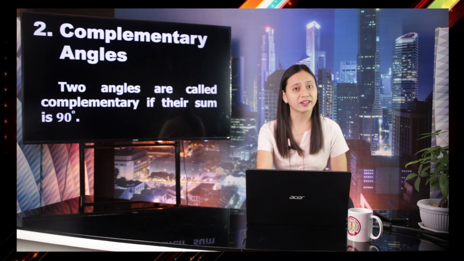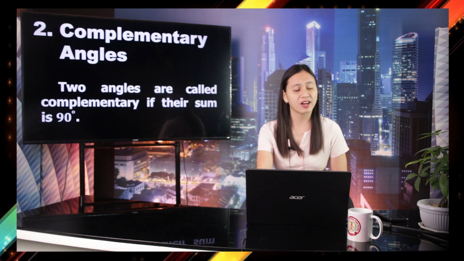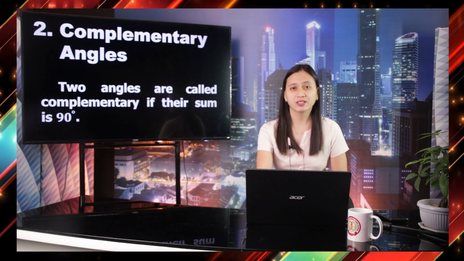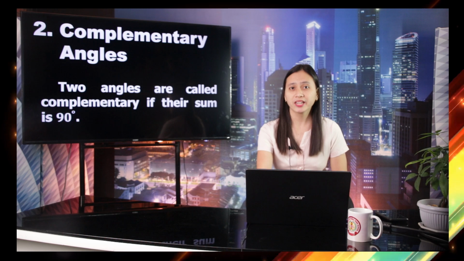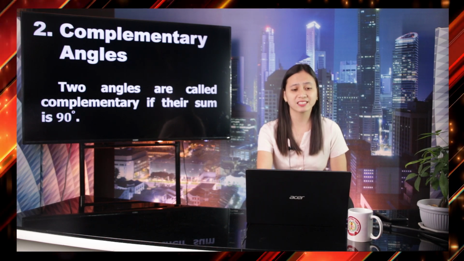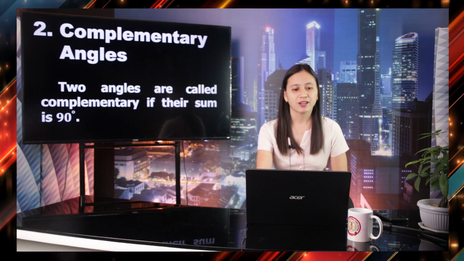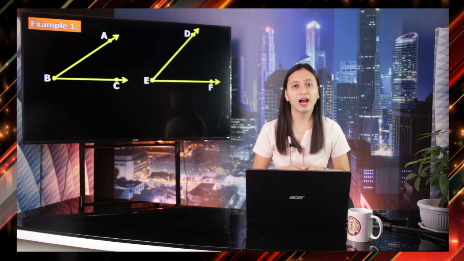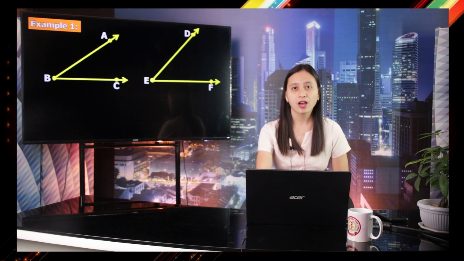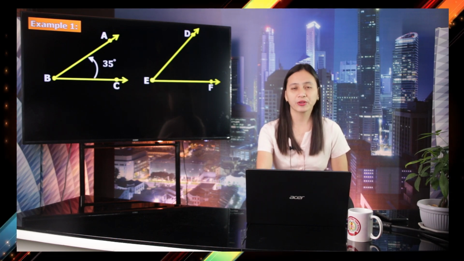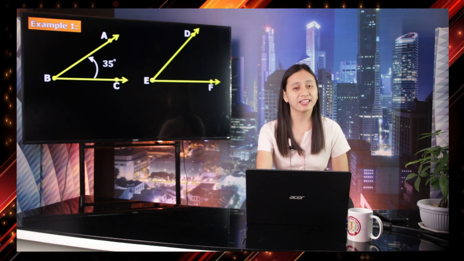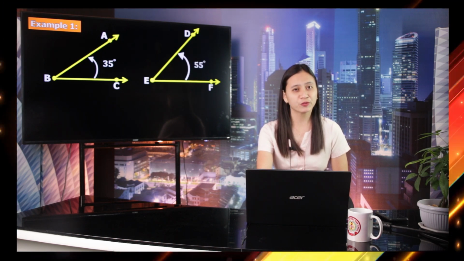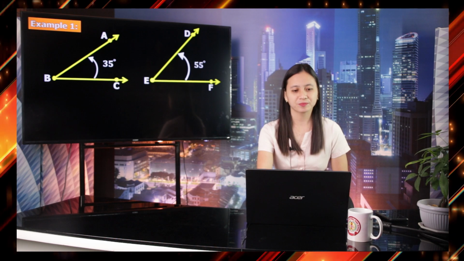Second angle pair is complementary angles. Two angles are called complementary if their sum is 90 degrees. For example, we have angle ABC that measures 35 degrees and angle DEF that measures 55 degrees.